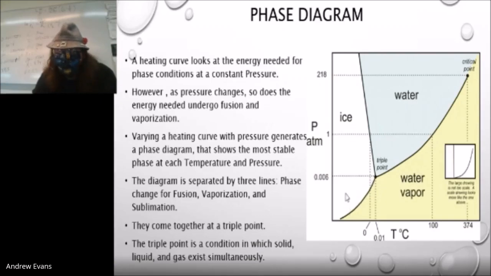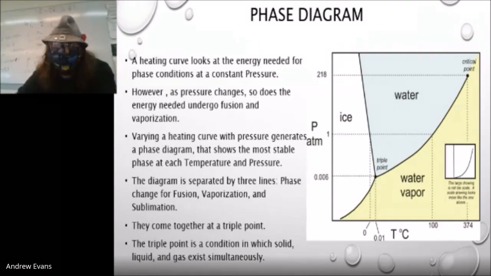So at pressures below 0.006, ice will start to just boil away rather than melt. It'll just kind of evaporate, go straight from solid to gas. Now we get two major points of interest on here. One of which is called the triple point. It's where those three lines come together.